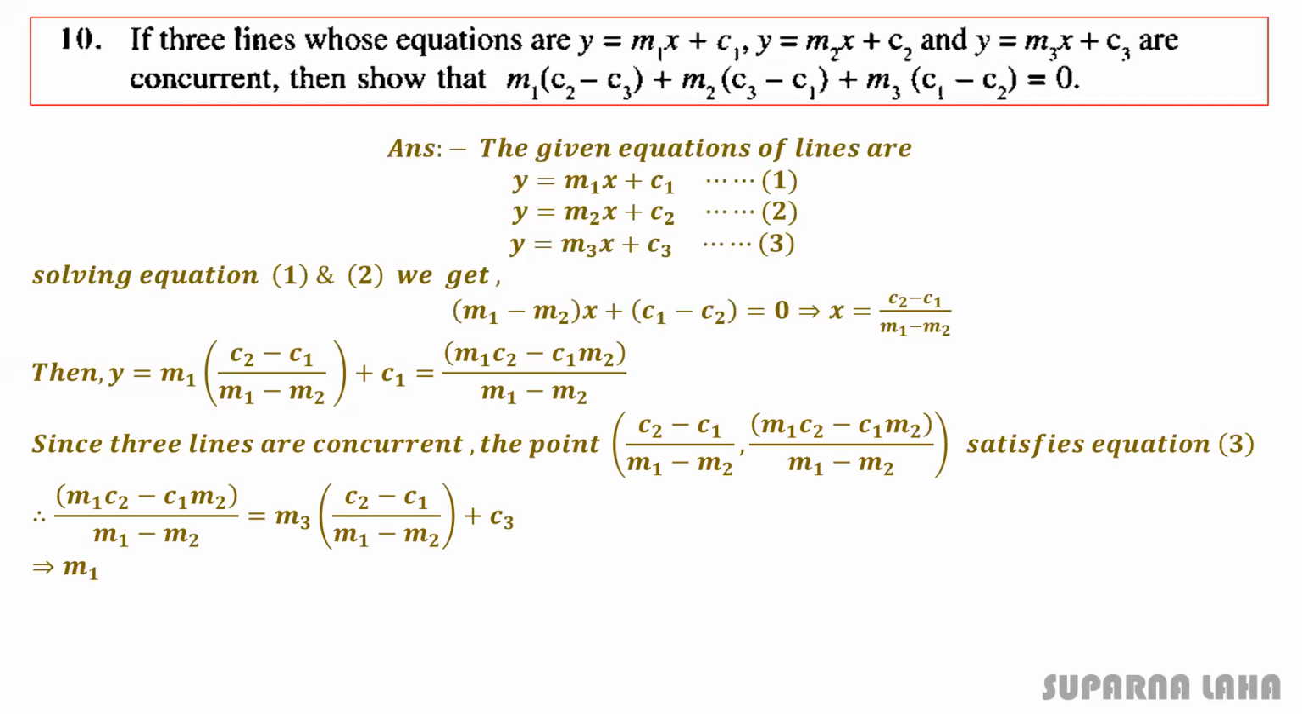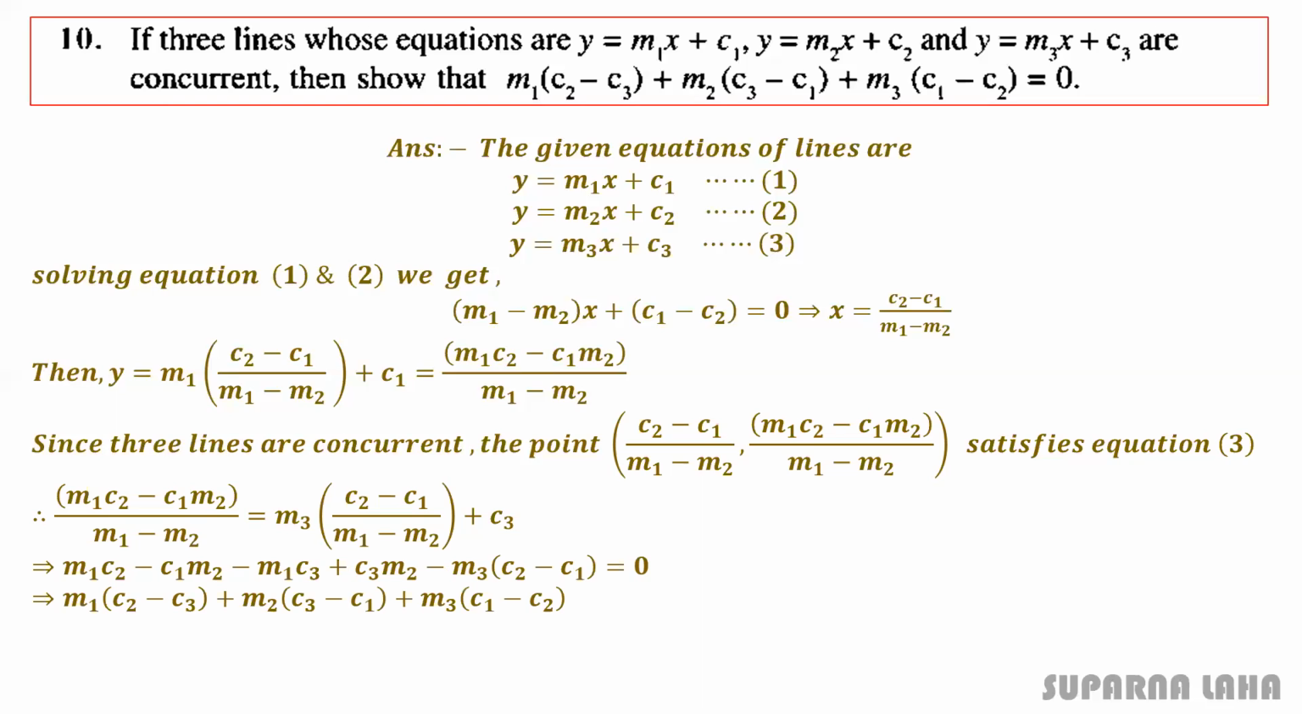Okay, and simplify it, cross multiply it, take all the terms to your left hand side and take m1, m2 and m3 common, that is, make it in factor form. So it will be m1 into c2 minus c3 plus m2 into c3 minus c1 plus m3 into c1 minus c2 equals 0. So this is the condition you need to prove. This is the condition for three lines to be concurrent, where the equations of these three lines are given by equations 1, 2 and 3. Clear?